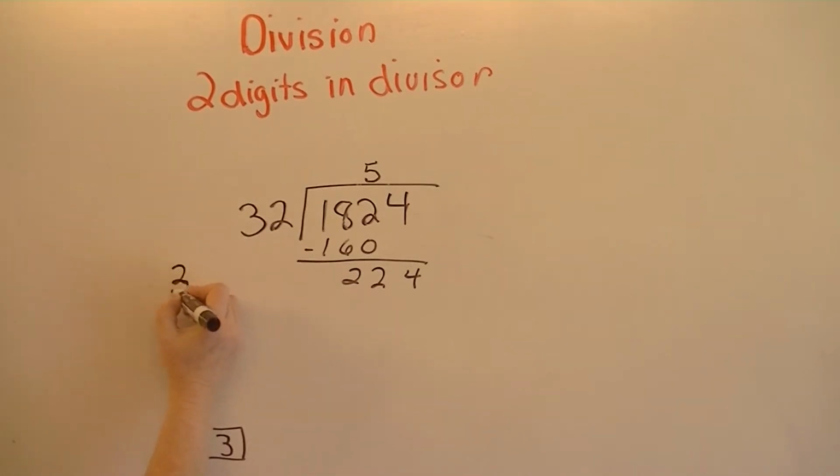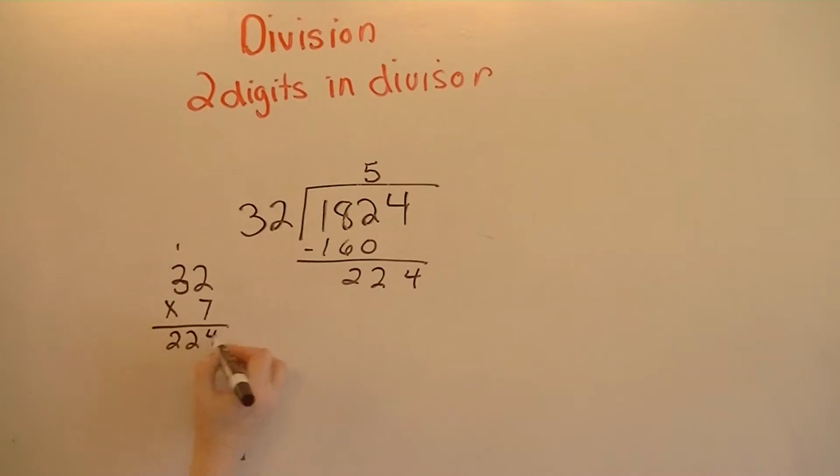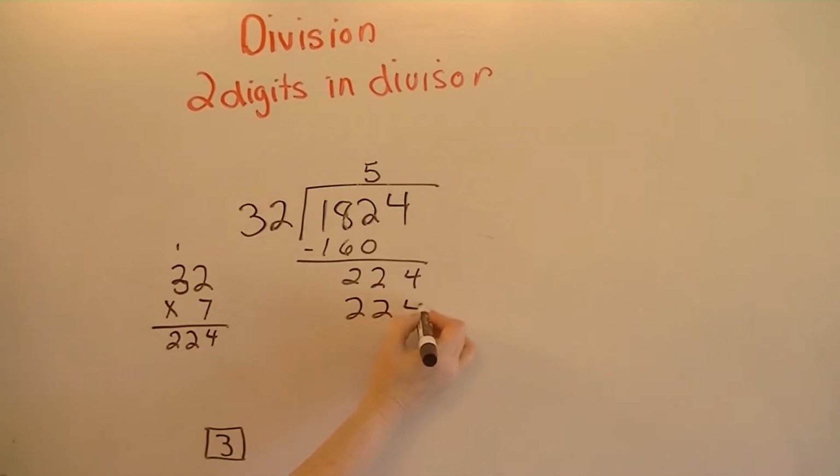So I'm going to take my divisor, 32, and I'm going to multiply it times 7, which was my good guess. 7 times 2 is 14, carry your 1. 7 times 3 is 21, and 1 is 22. Hey, it came out just perfect. So this is a great tool to help you estimate and make a great guess your first time so that you can solve your division problem.